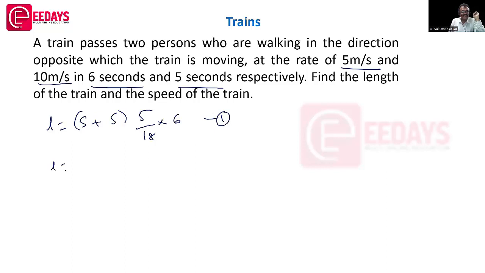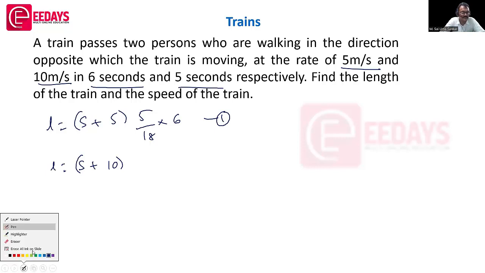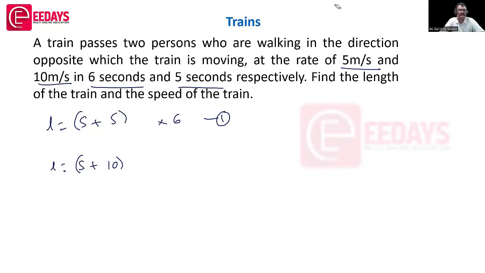Okay. Next, L is equal to S plus 10 meters per second. Here we have no relation with 5 by 18, because earlier it was kilometers per hour, but here it is meters per second, so we don't need to multiply by 5 by 18. Now, L is equal to (S plus 10) into 5 seconds, and this is the second one. So 6S plus 30 is equal to 5S plus 50. S is equal to 20.